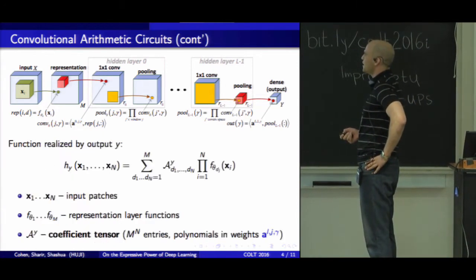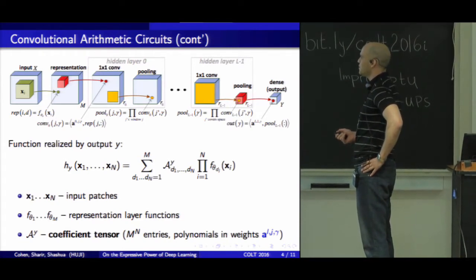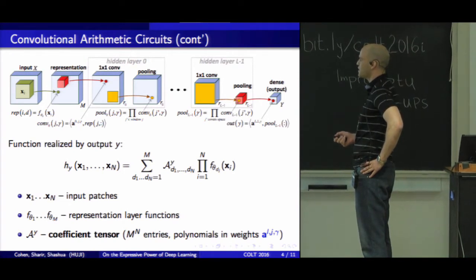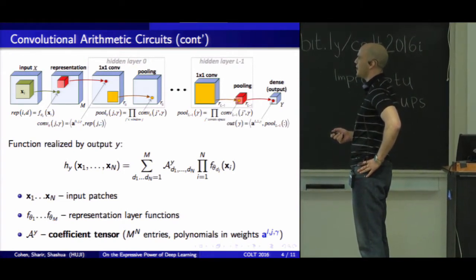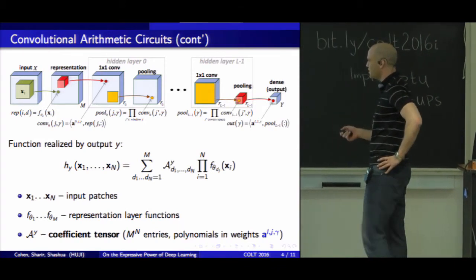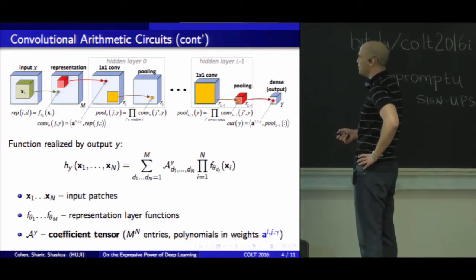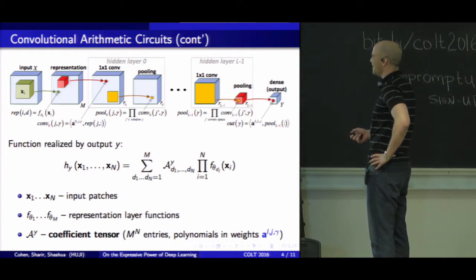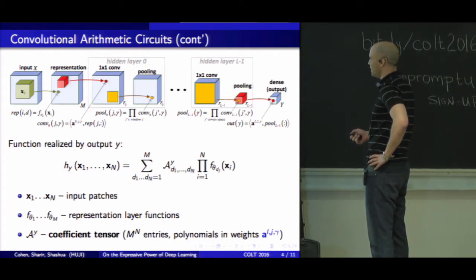So for this type of network, it's not that difficult to show that the functions computed by these networks can be expressed in the following form. x1 to xn here are the input patches that compose an input. And the details are not that important here. What is important to see is that a function computed by the network can be expressed as a linear combination of an exponential number of basis functions.